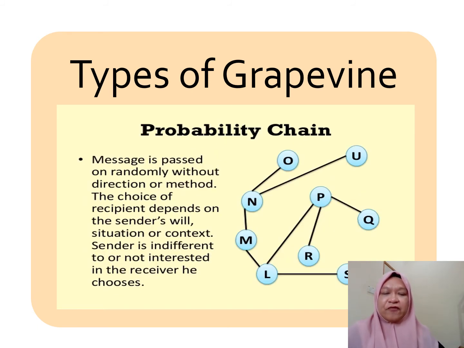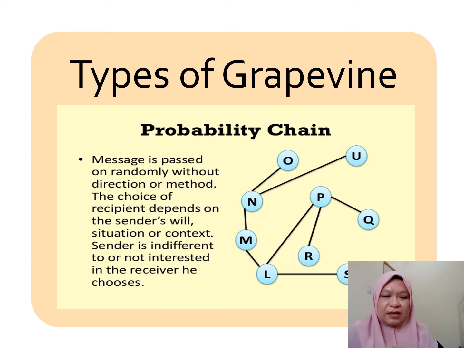The third one is the probability chain. The message is passed on randomly without direction or method. You just pass the information randomly. The choice of recipient depends on the sender's will, situation, or context. So the sender will pass it randomly, but it depends on the content of the message and on the sender's will, on who he wants to pass it to.